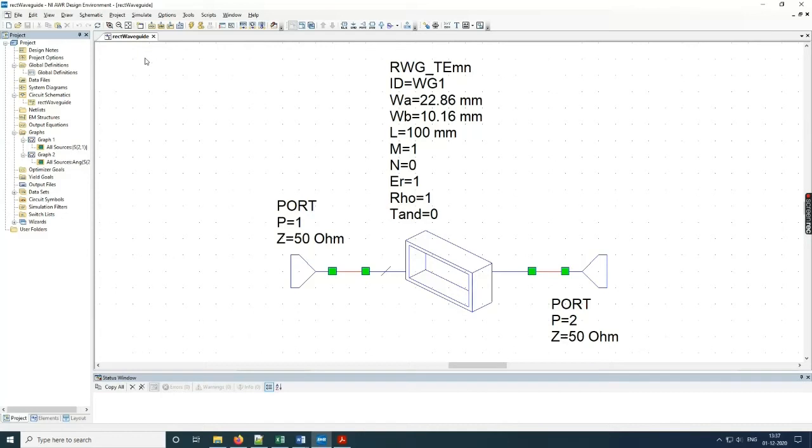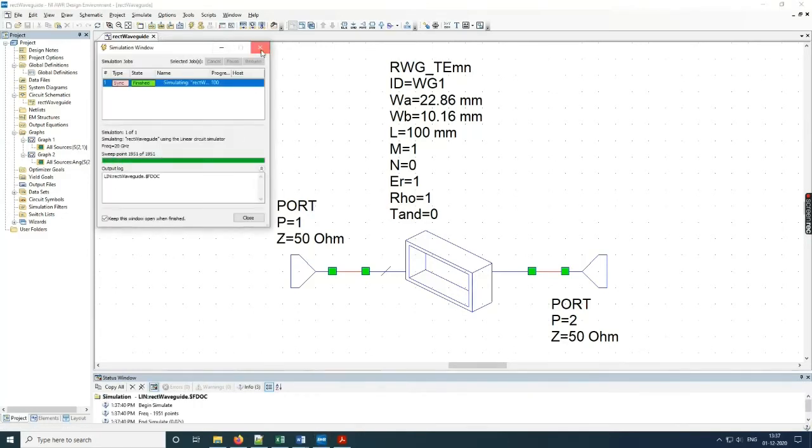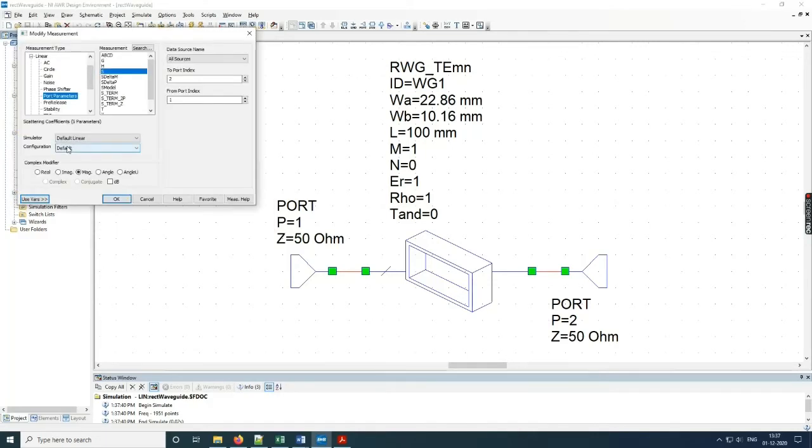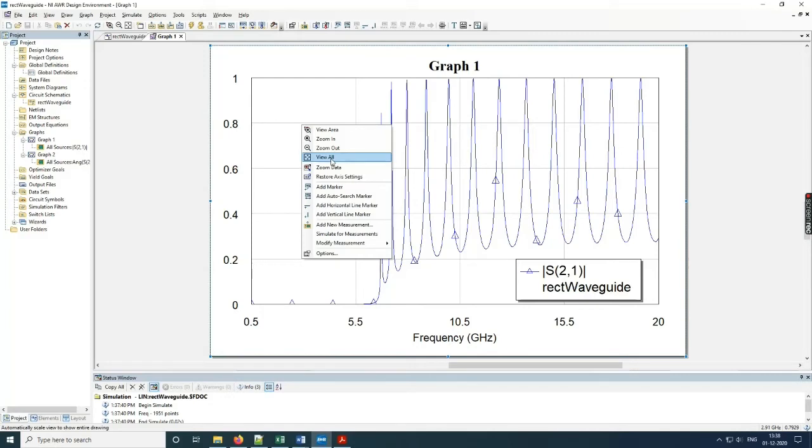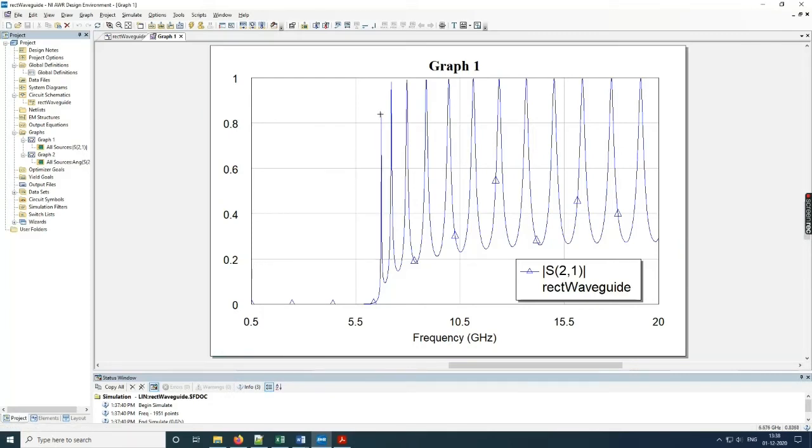So let's simulate this. Great. Now I am going to see the magnitude of the transmission coefficient. That is, if you have an input at port 1, what is the output at port 2? Now you can see that there are many local maxima which you are getting. What are these? Let's see. Let us look at the smallest or the earliest minima. So let's place a marker over here. What I'm getting is 6.73 gigahertz. There is a peak over here.